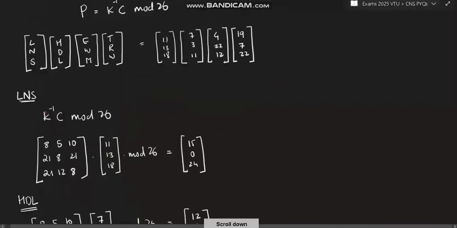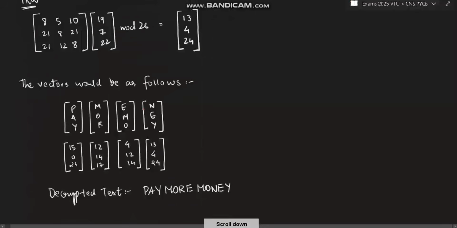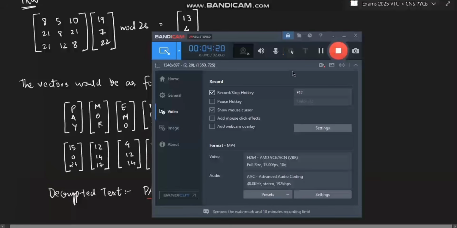We will be finding out the decryption for each of these letters. Encrypted letters will be converted into numbers. We will be multiplying K inverse into C mod 26. We'll be getting some letters. Same thing you do for the HDL, EWM, and TRW. After you have got that, convert back into letters and combine them. You will be getting the decrypted text. Okay, so go for Hill cipher only if you are good at maths and you have time.